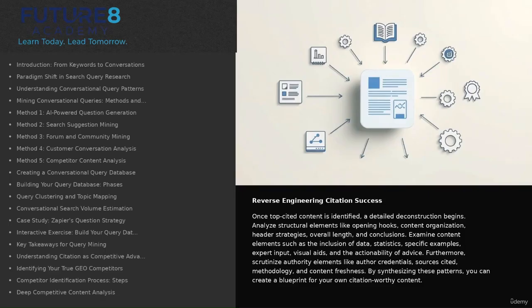Analyze structural elements like opening hooks, content organization, header strategies, overall length, and conclusions. Examine content elements, such as the inclusion of data, statistics, specific examples, expert input, visual aids, and the actionability of advice. Furthermore, scrutinize authority elements like author credentials, sources cited, methodology, and content freshness. By synthesizing these patterns, you can create a blueprint for your own citation-worthy content.